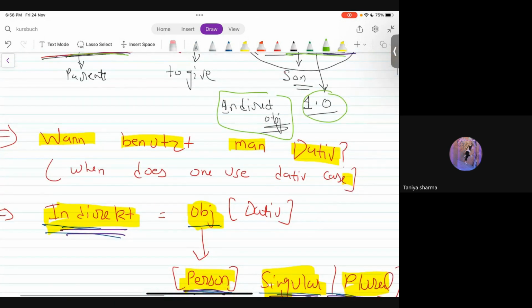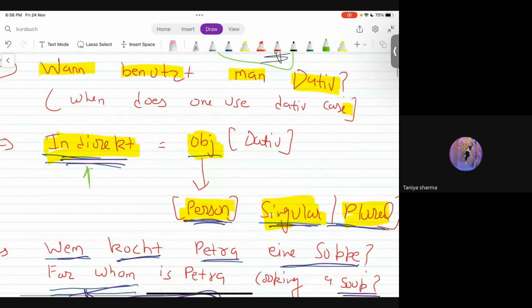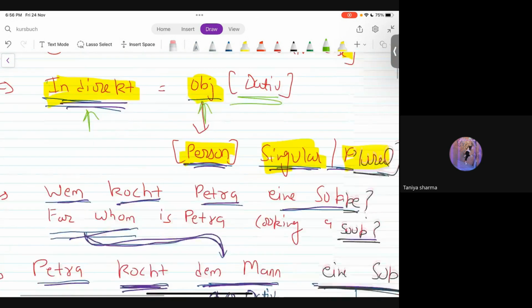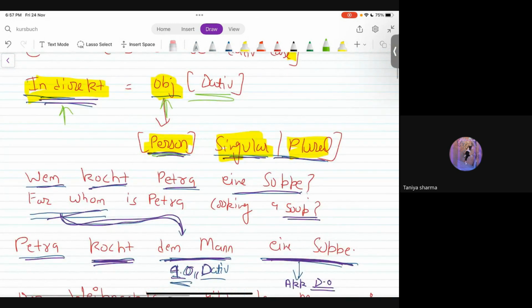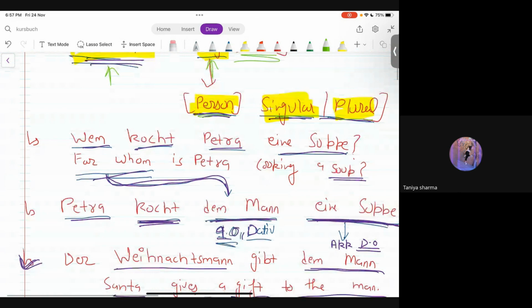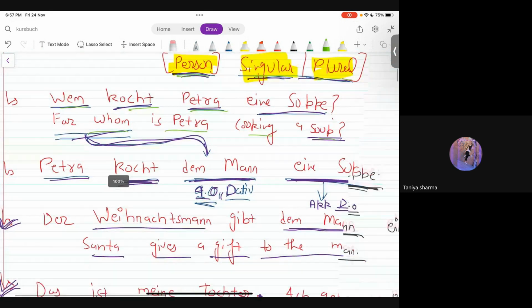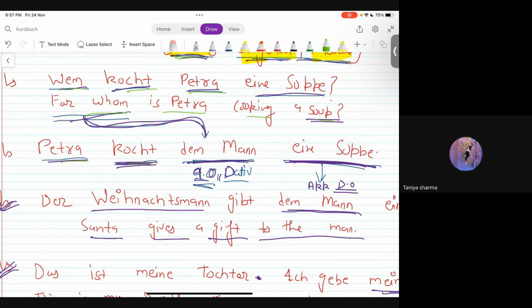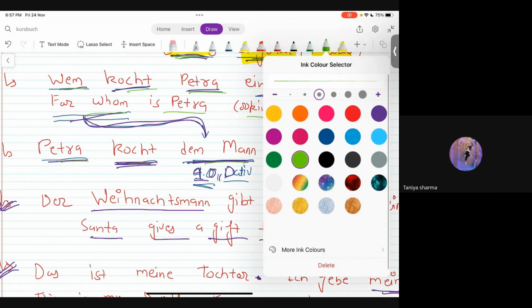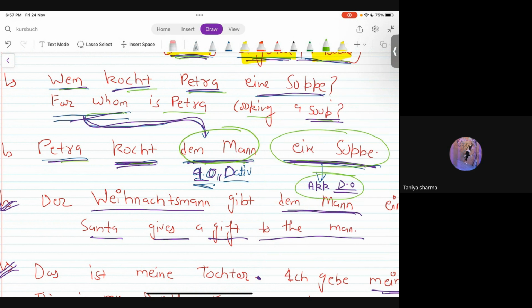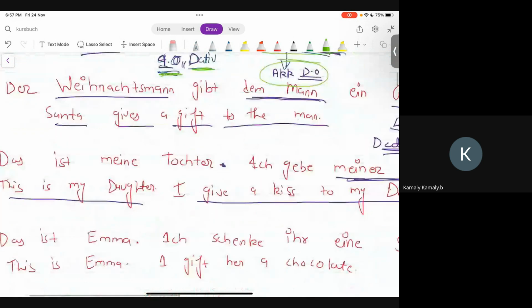So when does one use dative? Like for indirect object, we will use dative case. We use it for a person, singular or plural. For example, wem kocht Petra eine Suppe? For whom is Petra cooking a soup? Just read this sentence, guys: Petra kocht dem Mann eine Suppe. Eine Suppe is the direct object, and dem Mann is the indirect object, dative case.